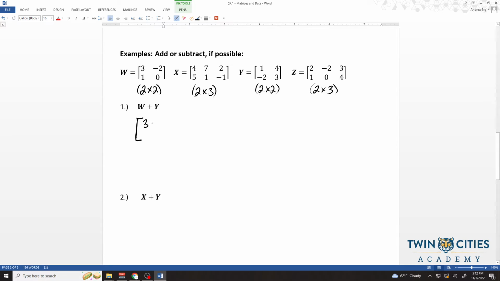W is the matrix 3, negative 2, 1, 0. And I'm going to add that to Y, which is 1, 4, negative 2, 3. All right, when I add these together, I'm going to add the corresponding entries. So I've got 3 plus 1, negative 2 plus 4, 1 plus negative 2, and 0 plus 3.